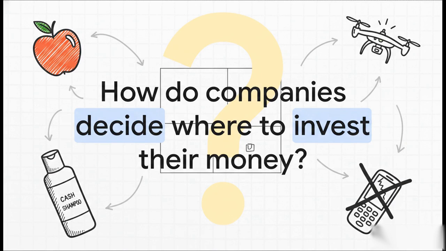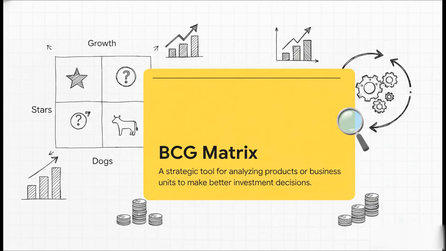So think about a huge company like a Procter & Gamble or an Apple. They have so many different products out there. How on earth do they decide which ones get the big marketing push and which ones, well, quietly disappear? Believe me, there's a strategic logic behind all of it. And that's exactly where the BCG Matrix comes into play.